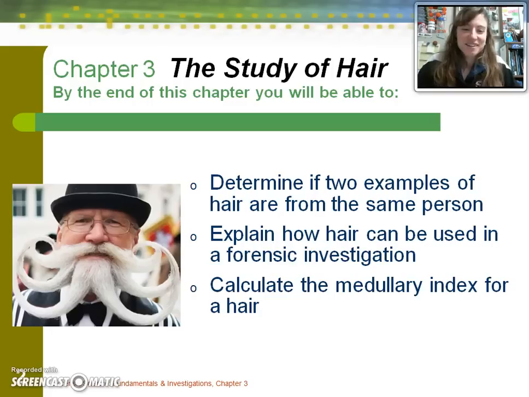All right, welcome to the study of hair. So you've witnessed the objectives for this topic.